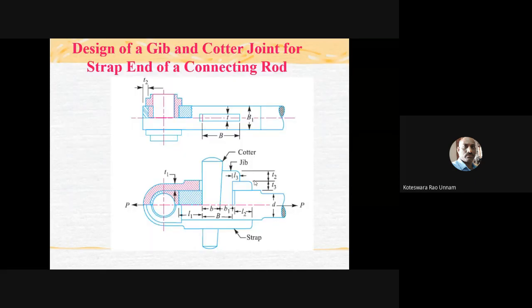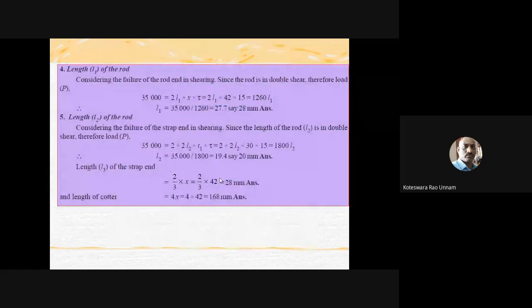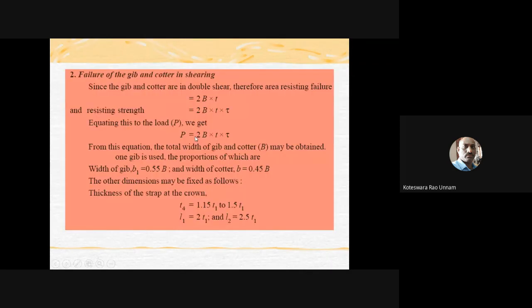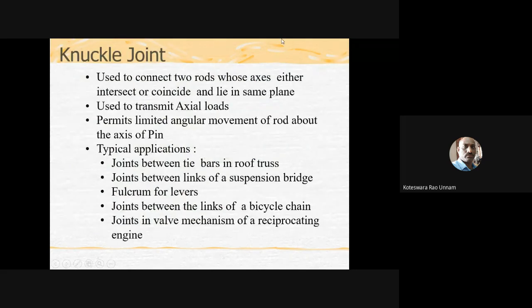Okay, right. Another type of Gibbon cartridge joint is there, but I think the procedure is the same as the previous one, so I'm not going to discuss this one. Straight away we'll move on to the knuckle joint, the last one in this. In this cartridge joint topic, the last item is the knuckle joint. With this, I think we will complete this topic also. We are left with only one unit, the last unit, that is springs. Anyway, first we'll complete this, then we'll move on to that other topic.